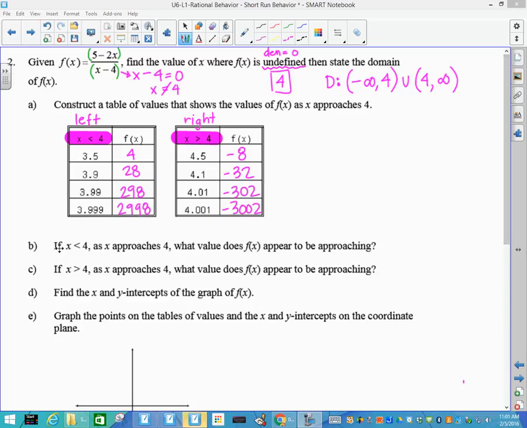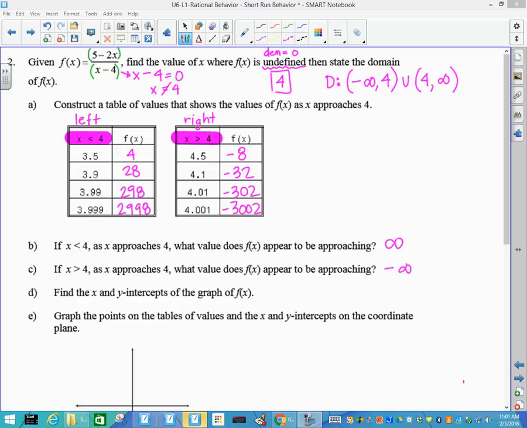Okay, so part B says if x is less than 4, as x approaches 4, which of these numbers are getting closer to 4? 3.999. So as I go down, what value does f of x appear to be approaching? Well, I hope that you can see that those numbers are getting really, really large, and there is no set pattern except that they keep getting larger. So that looks like positive infinity. And when I'm on the right side, when x is greater than 4, then those are going to negative infinity.